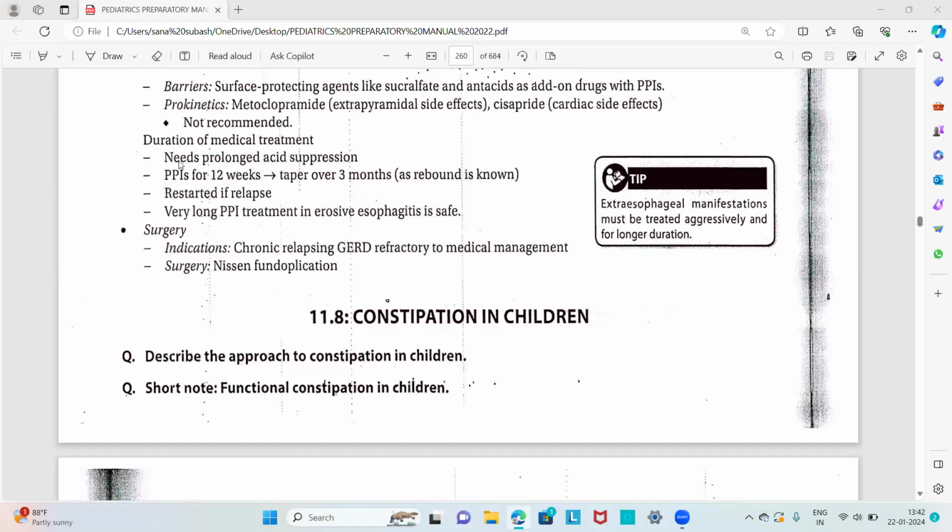Then after that only we go for surgery. Indications for surgery are chronic relapse in GERD or refractory to medical management, and the surgery of choice is Nissen's fundoplication. The fundus of the stomach is plicated around the lower esophagus, at the area of the lower esophageal sphincter. Therefore, there will be a permanent cure from gastroesophageal reflux disease.